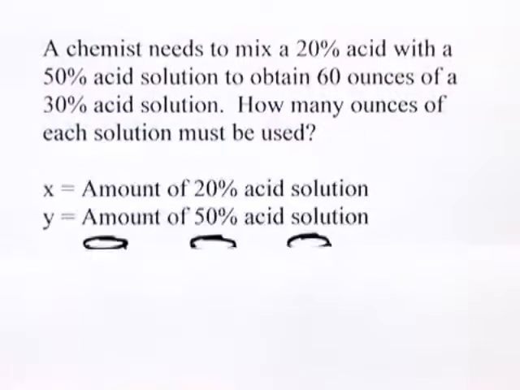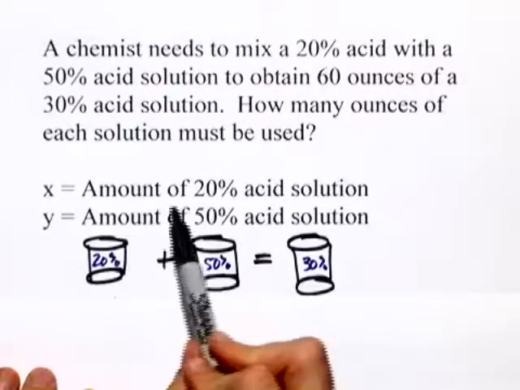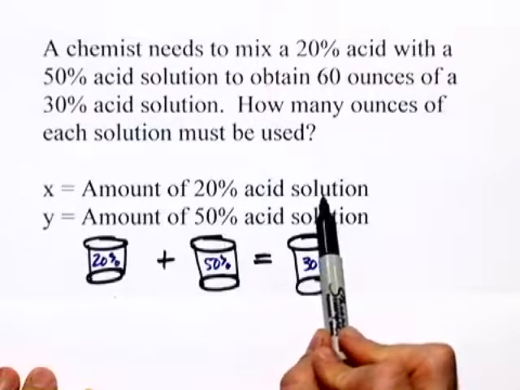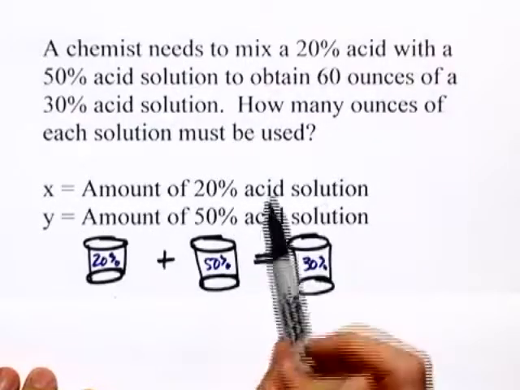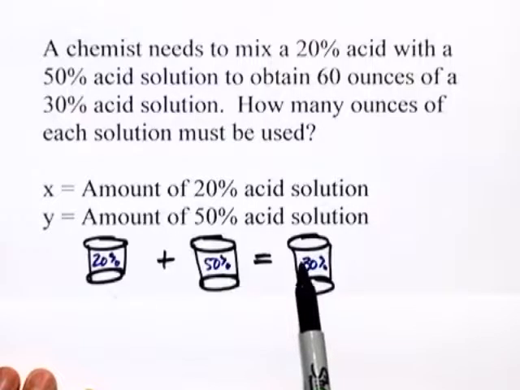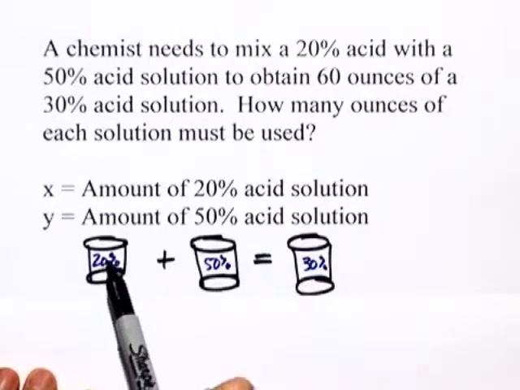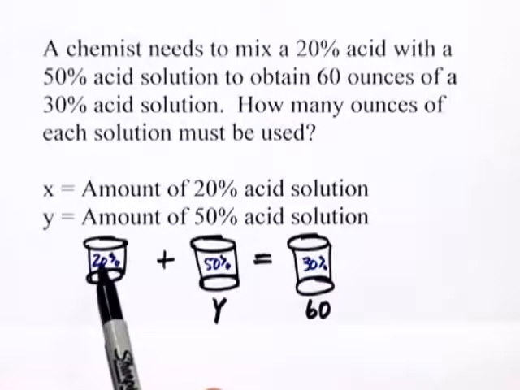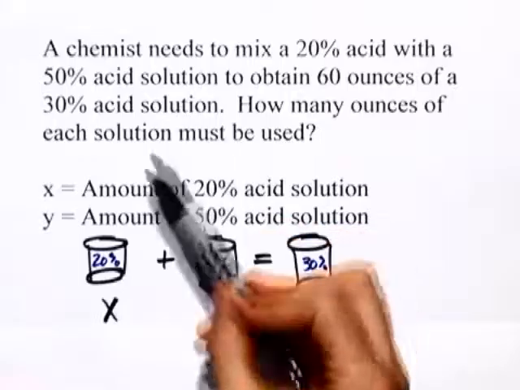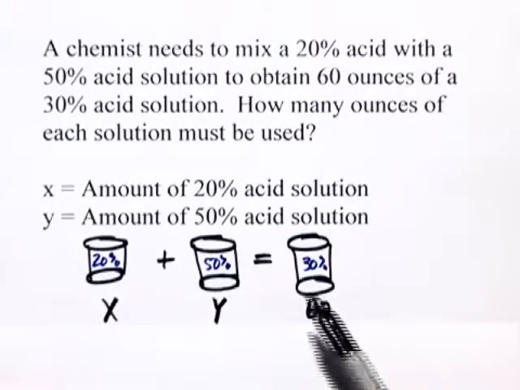Well, here's a picture. Let's let X be the amount of the 20% acid solution we need to find, and Y be the amount of 50%, because those are the two things the problem asks for. So here's our picture. We're going to mix X amount of our first solution with Y of our second solution to get 60 ounces of a 30% solution.